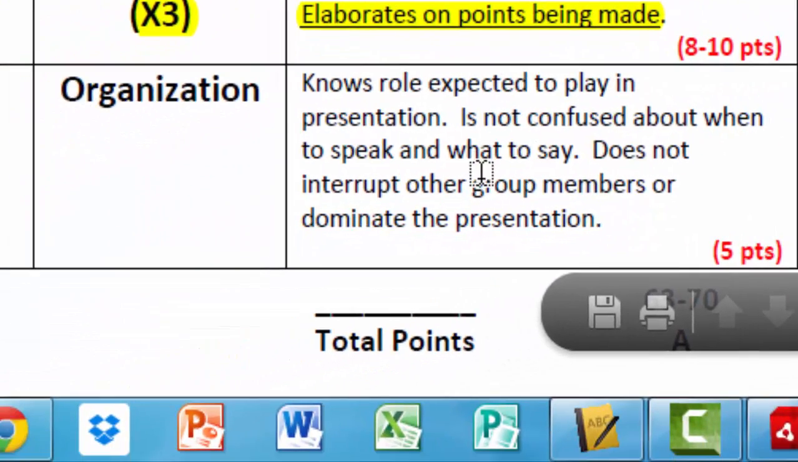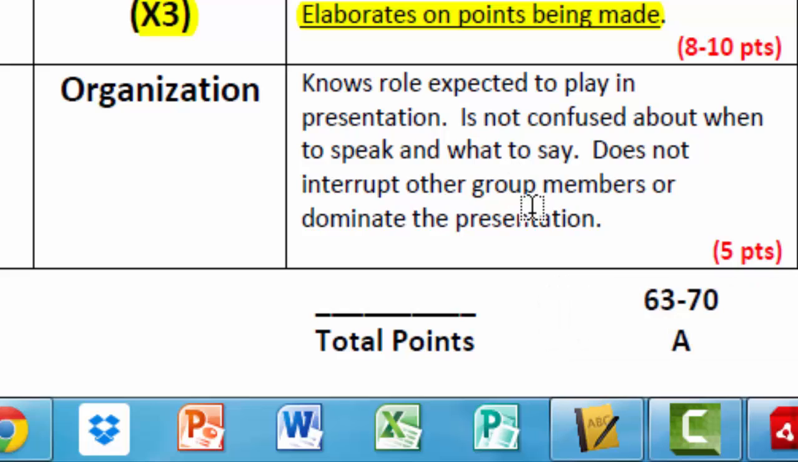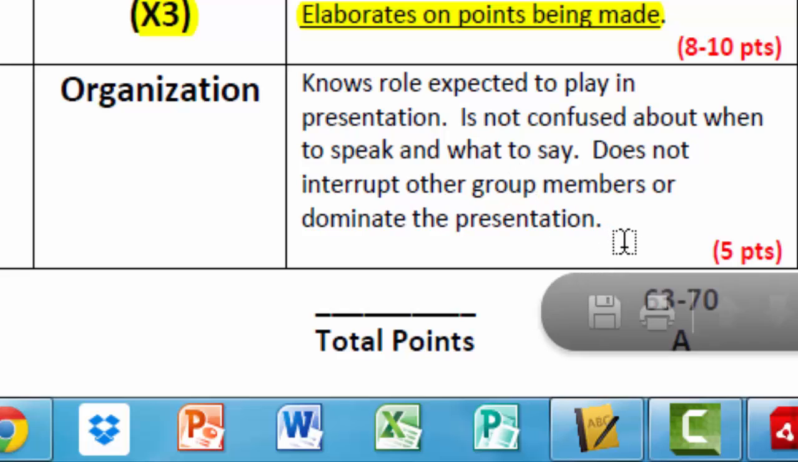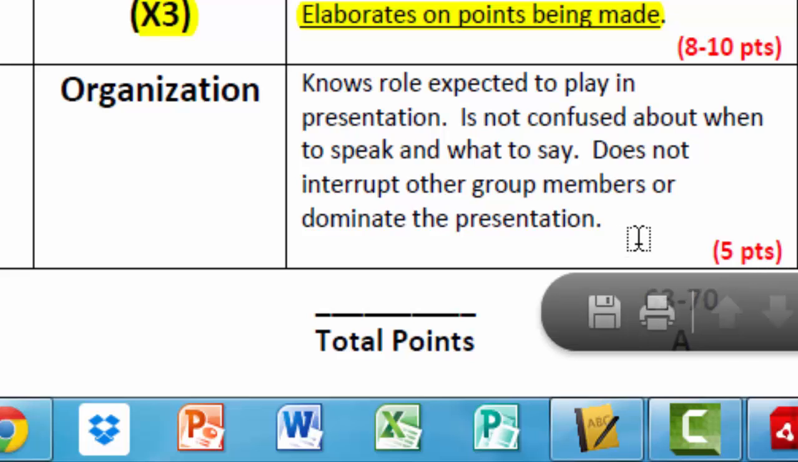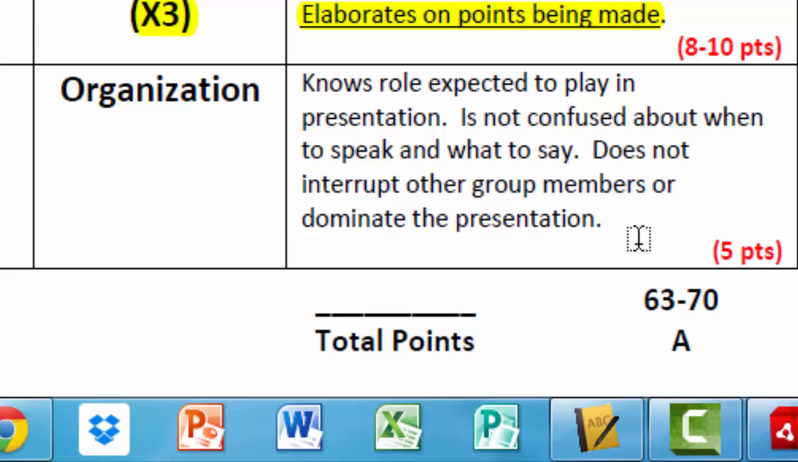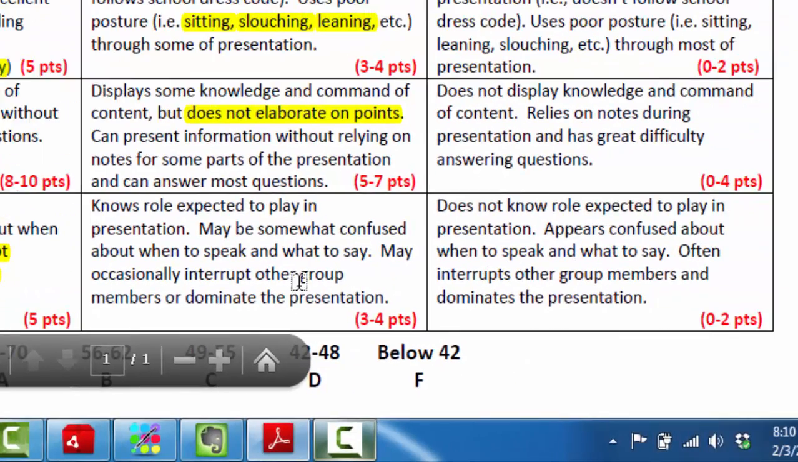And then finally, organization. This isn't usually a problem as we have these smaller groups. This is when I had larger groups of 3 or 4 and students weren't sure which slides they were responsible for and things like that. But one problem that we have from time to time is interrupting the other group members or dominating the presentation. You kind of know what I'm talking about. There are those students who kind of know everything and they just sort of take over. And you want to make sure that you are giving your partner an opportunity to share his or her knowledge and expertise as well.